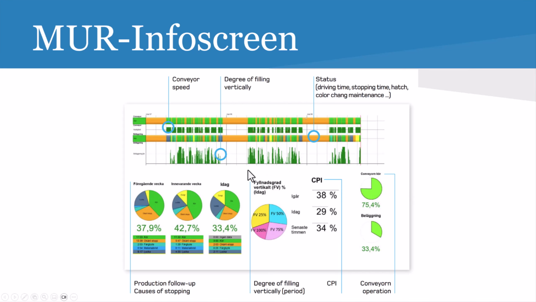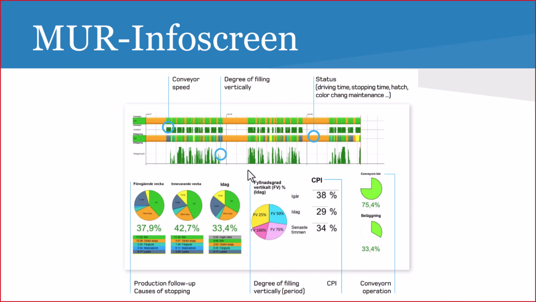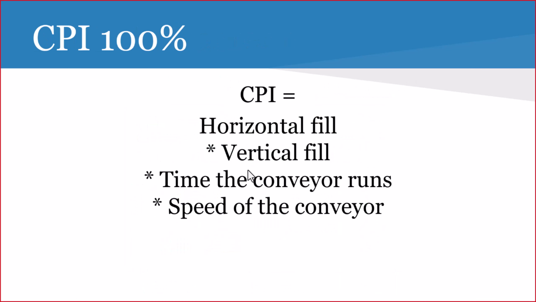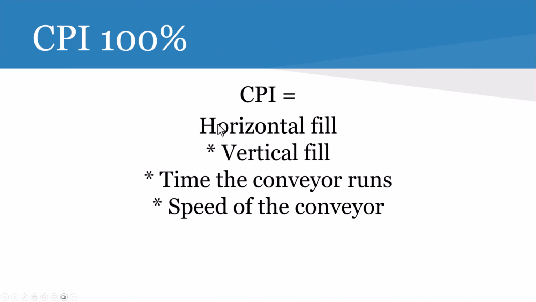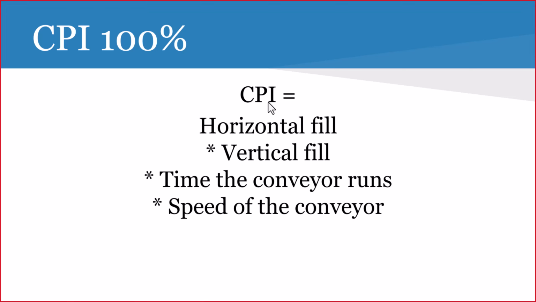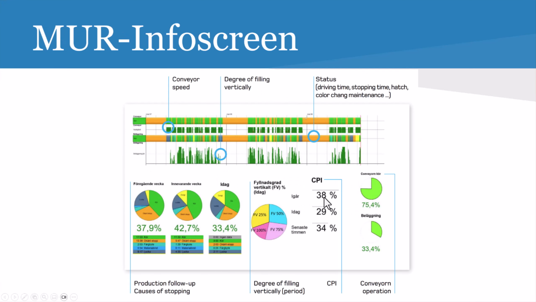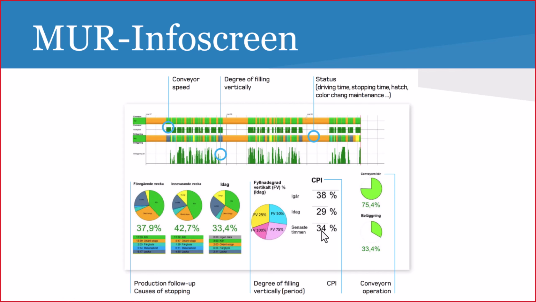You can multiply all these factors together and get the CPI value. And 100% means they are hanging as tightly as possible, they are filling it up vertically, and the conveyor is always running at the correct speed. But as you see here, you have numbers like 38, 29, 34, which is quite low, but that's what you get when you multiply many numbers.